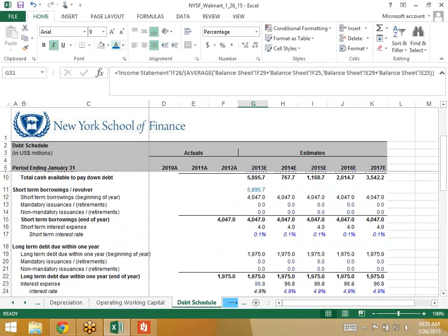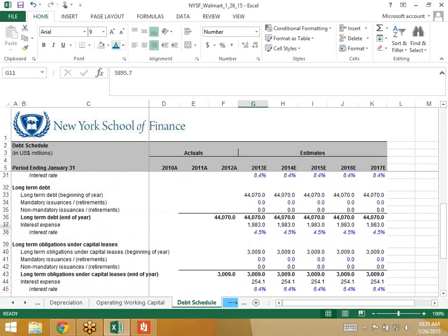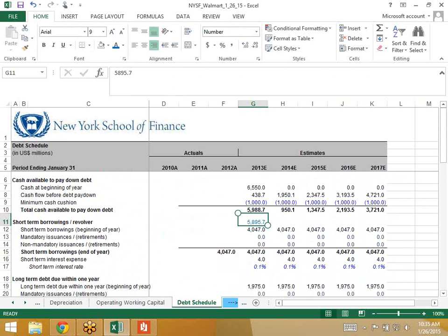So let's go back to the base case here where I have 5895.7. So I'm going to go to the long-term debt. I'm going to pay down 5895.7. That interest expense has gone down, right? It was 1983. It goes down to 1850. Interest expense goes down. Net income goes up. Cash goes up. So my cash goes from 5895.7 to 5988.7 due to the interest and tax savings. So I actually have a little bit more cash that I can use to pay down a little bit more debt.